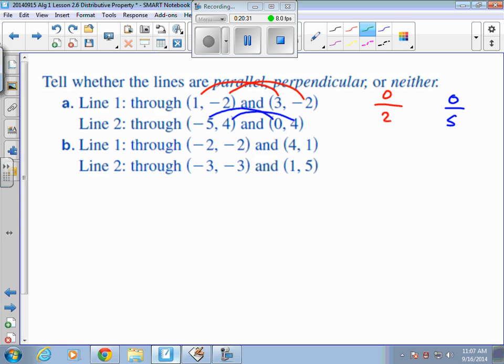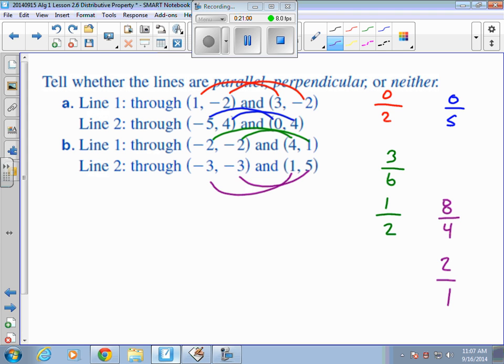For the other two, 1 minus a negative 2 means 1 plus 2, which is 3. 4 minus a negative 2 means 4 plus 2, which is 6. So we have 3 over 6. We know that that simplifies to 1/2. And we can do the same thing with these. 5 minus a negative 3 means 5 plus 3, which is 8. And 1 minus a negative 3 means 1 plus 3, which is 4. So we have 1/2, and 8 over 4 simplifies to 2 over 1.